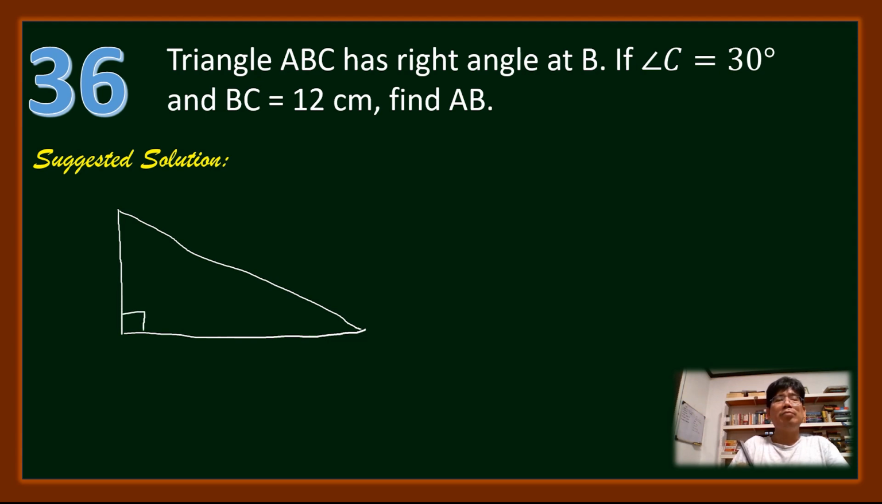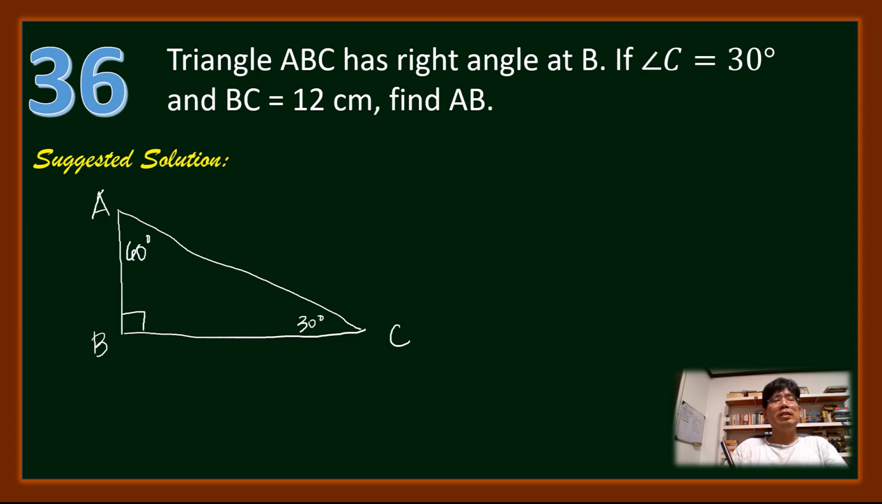So we have angle B as the right angle. Angle C is 30 degrees. Then we can say that angle A is 60 degrees, since the acute angles in a right triangle are complementary. Of course, this drawing is not to scale.